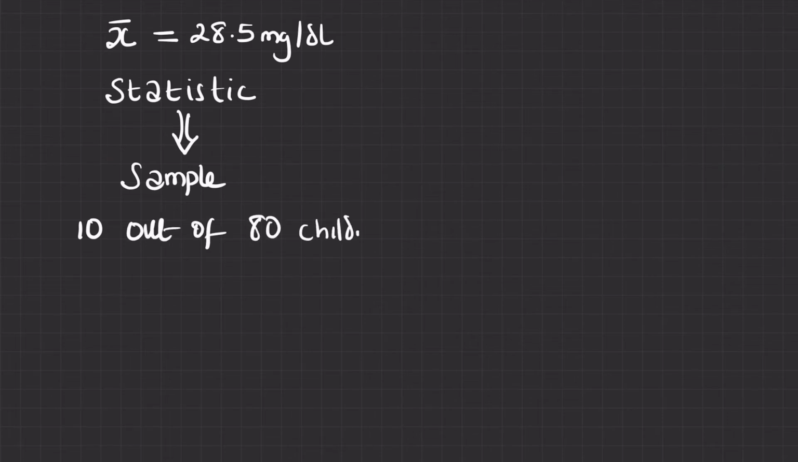So if the entire population of the children was used, then we can say the mean level is a parameter. But since the researcher used only 10 children out of the 80 children to compute the mean level, then we say this mean is a statistic.